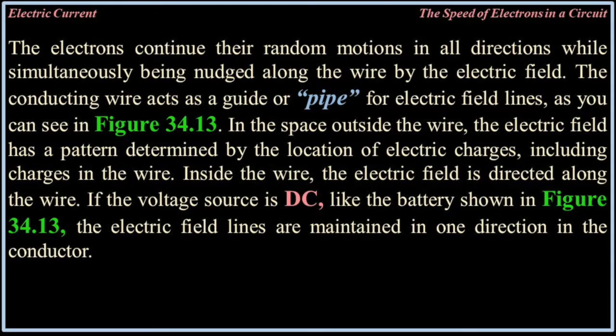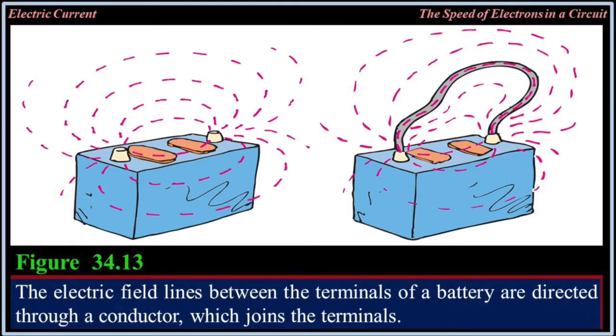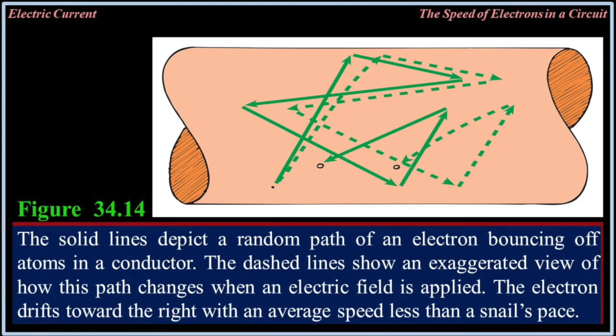If the voltage source is DC, like the battery shown in Figure 34.13, the electric field lines are maintained in one direction in the conductor. Figure 34.13: The electric field lines between the terminals of a battery are directed through a conductor, which joins the terminals. Figure 34.14: The solid lines depict a random path of an electron bouncing off atoms in a conductor. The dashed lines show an exaggerated view of how this path changes when an electric field is applied.